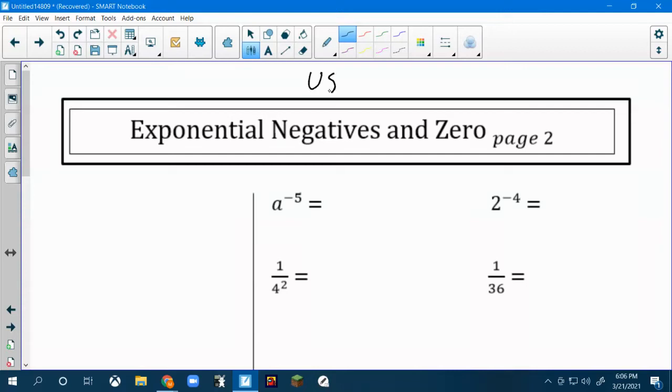And welcome back to Unit 8, Lesson 3, Negative and Zero Exponents. We're going to finish up on our last page of notes here. We're just going to go through some examples and look through these.